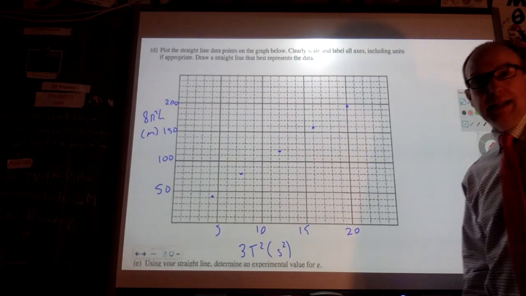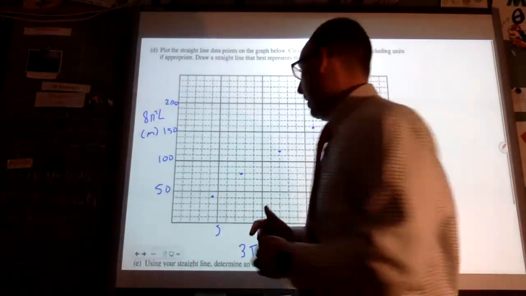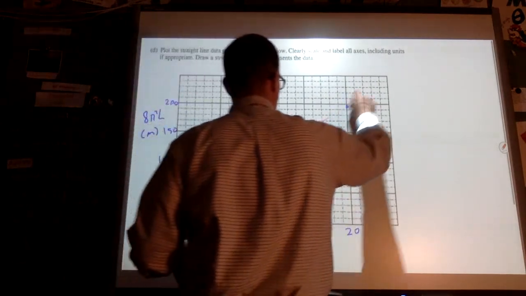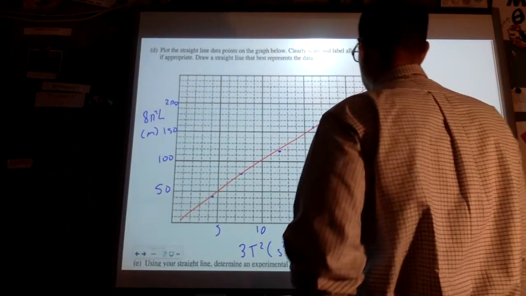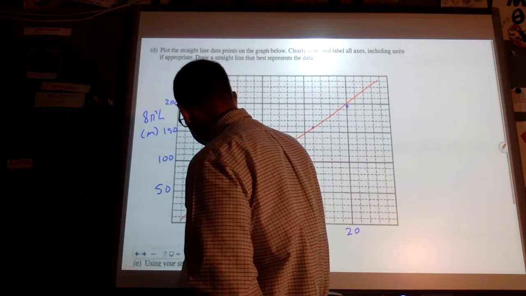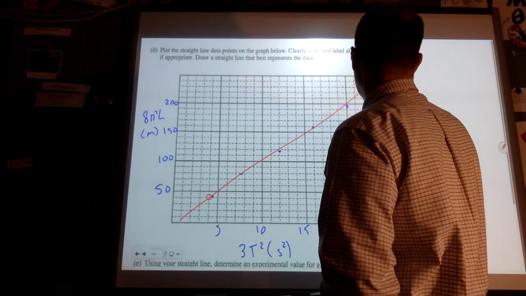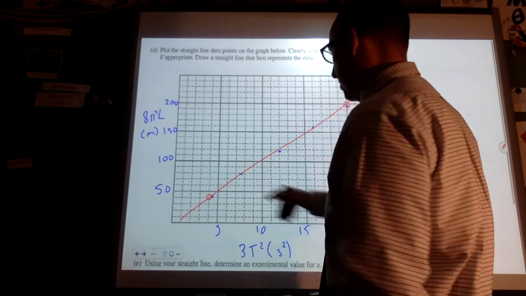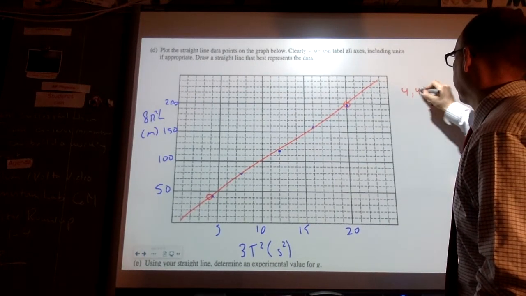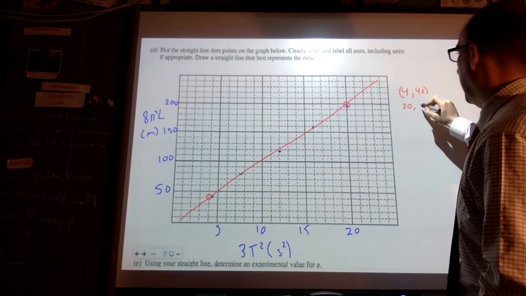I'm going to do a best fit line, and then I'm going to pick 2 points off of my line that aren't my points that are far apart. And I'm going to make it very clear what those 2 points are. So that's my best fit line. Yours should be better because you're probably using a ruler. And I'm going to say that it crosses right there. So I'm circling those. And right there. And so my first point is going to be 4, 40. And my second point is going to be 20, 200.